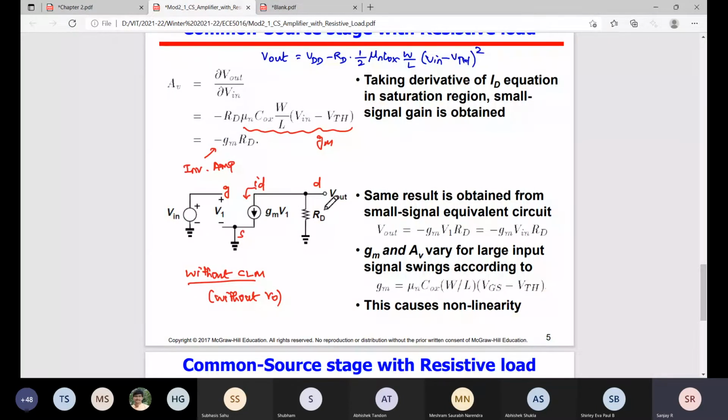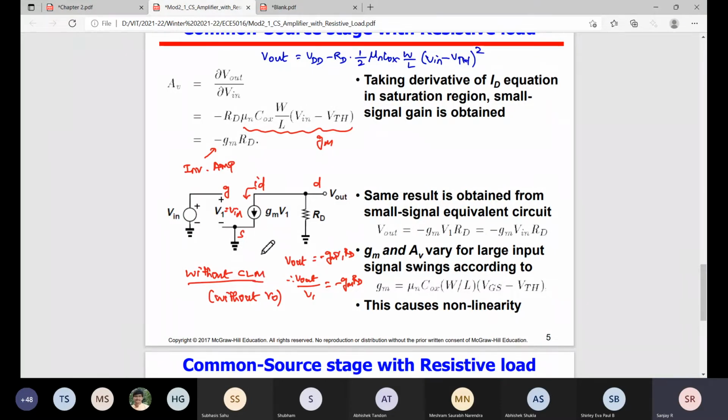So what is Vout now? Vout equals minus gm V1 into RD. What is V1? V1 equals Vin. So what is the gain now? Vout by V1 is minus gm RD. Fine, the same expression. Very simply we derived it. From the large signal analysis, with small signal we can very quickly find the gain. This is due to small signal. We didn't consider the channel length modulation resistance.